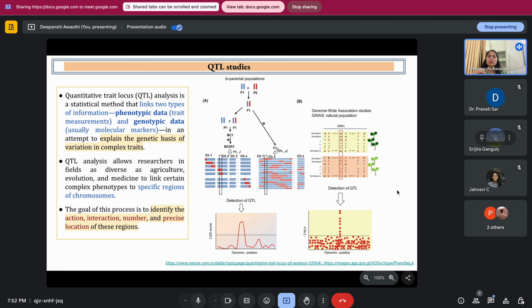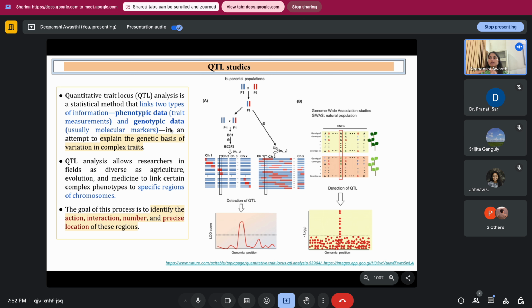Now let's talk about QTL studies. To study the association between genotype and phenotype, we go for QTL studies, the quantitative trait loci. This is a statistical method which links two types of information, the phenotypic data and the genotypic data. Phenotypic data is, for example, a cancer patient or a normal patient, which we observe, and genotypes are their sequences, their genomes, which we are comparing.